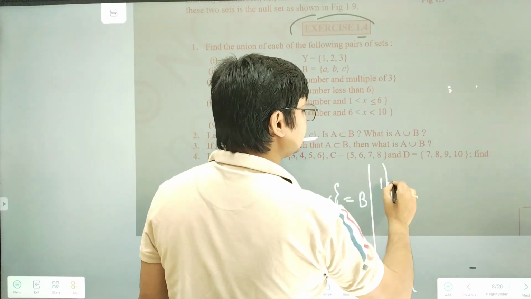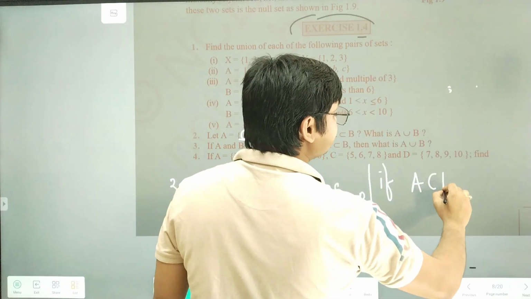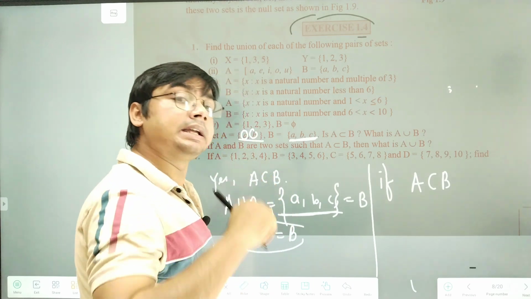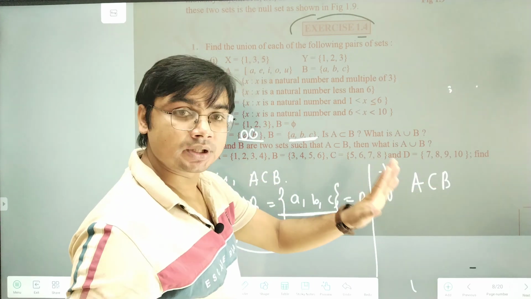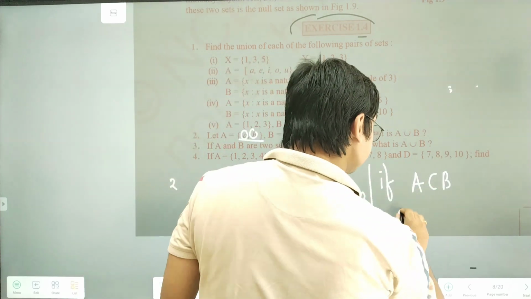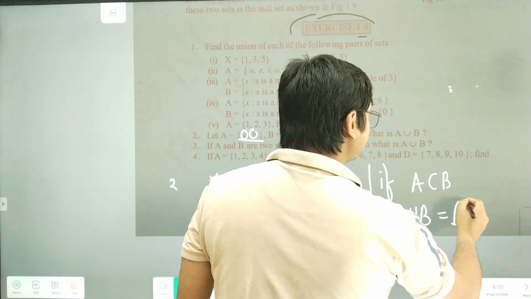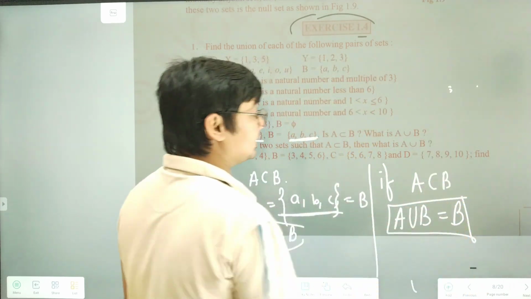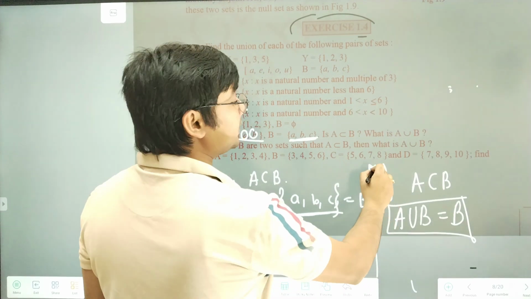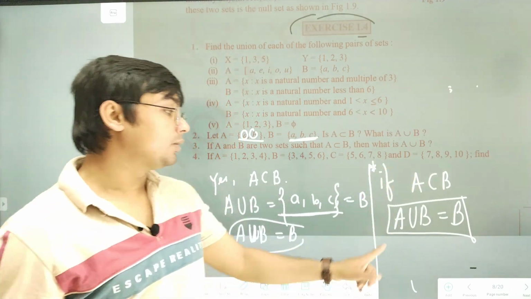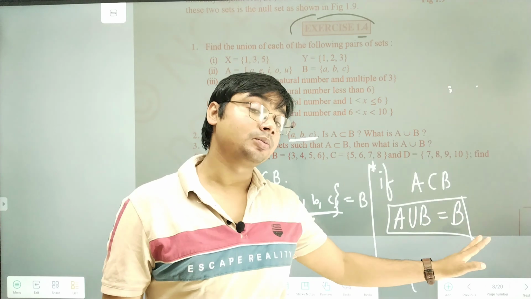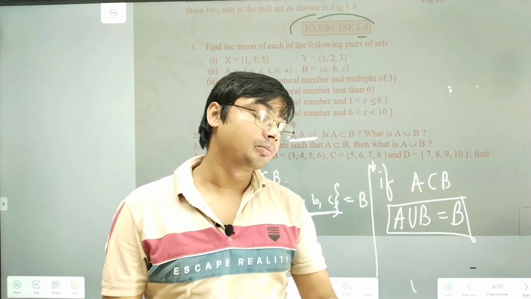For any A and B, if A is a subset of B, then what will be A union B, guys? Then A union B will always be B. So you must remember this concept. If A is a subset of B, then A union B will be B here. So you must go to the next question.